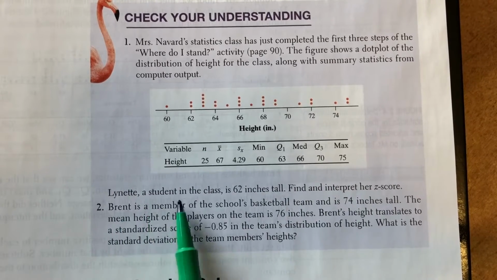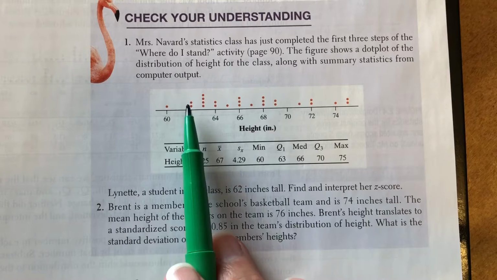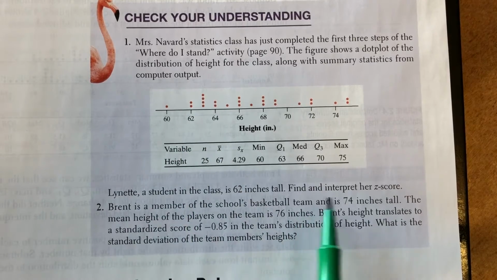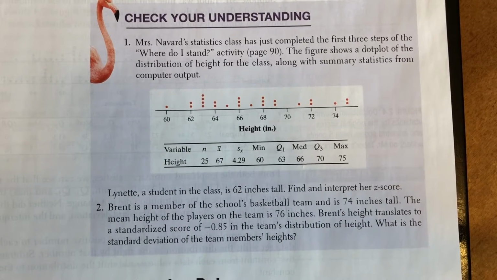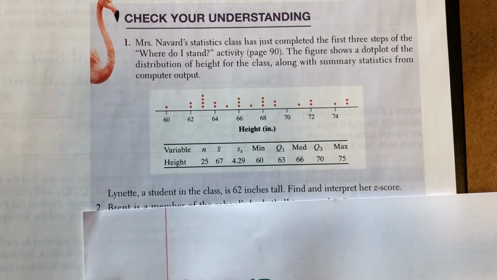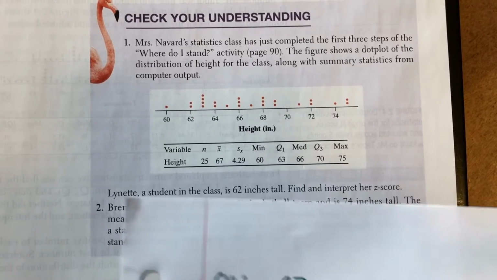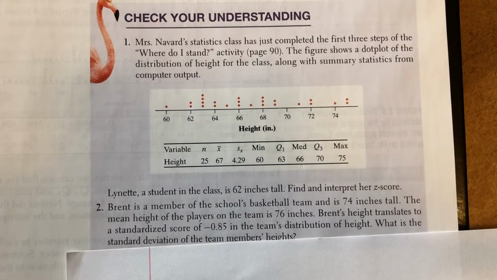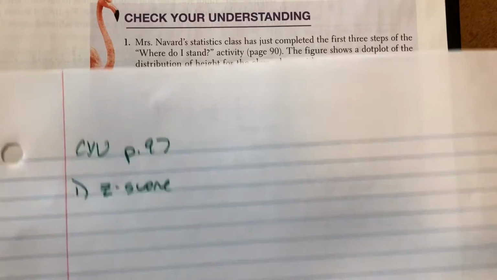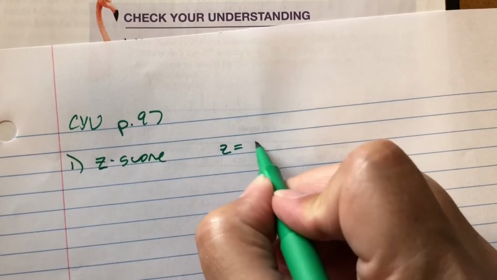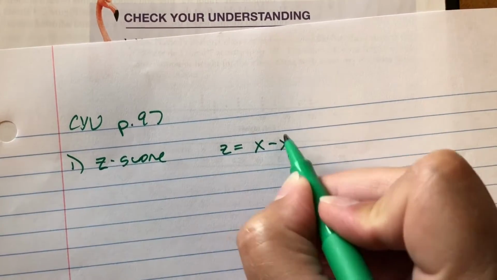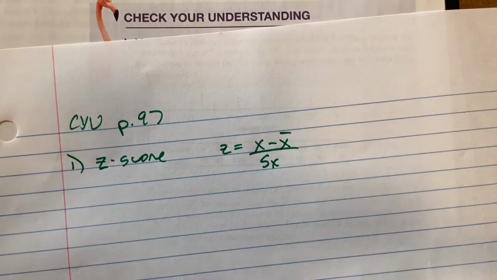So Lynette, a student in the class, is 62 inches tall. So she's one of these 2 dots. Let's find and interpret her z-score. Again, a z-score will just tell us how many standard deviations above or below the mean an individual observation is. So our z-score formula is the observation minus the mean, divided by the standard deviation.